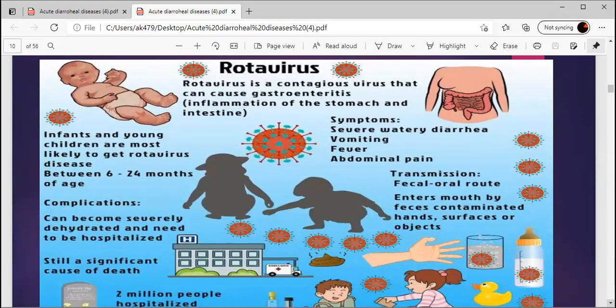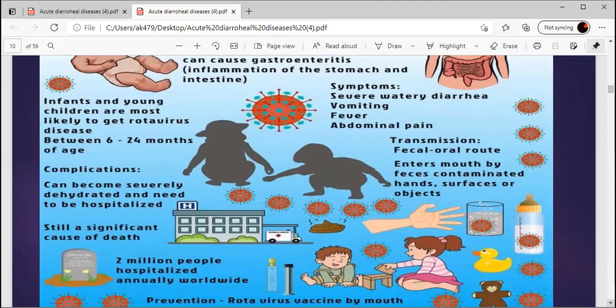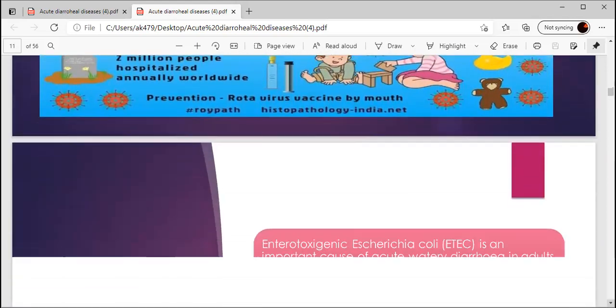This slide shows the pathogenesis and transmission of rotavirus. It is a contagious virus that can cause gastroenteritis, inflammation of stomach and intestine. Infants and young children are most likely to get rotavirus disease. Complications are that patients can become severely dehydrated and need to be hospitalized. Symptoms are severe watery diarrhea, vomiting, fever, abdominal pain. Transmission is through the fecal oral route. It enters the mouth by feces, contaminated hands, surfaces, or objects. About 2 million people are hospitalized annually worldwide.